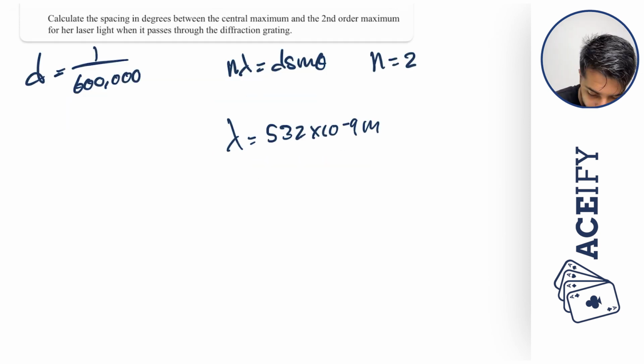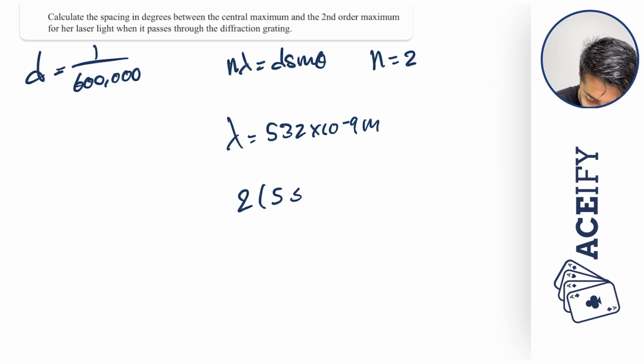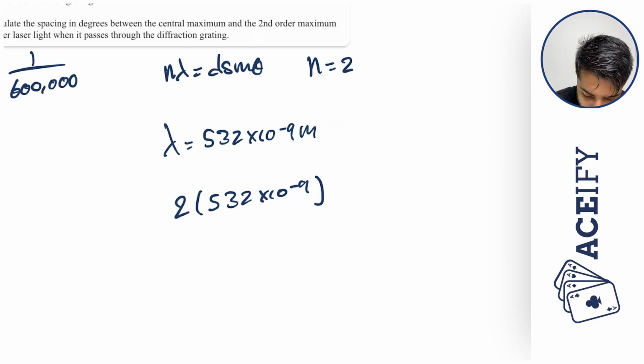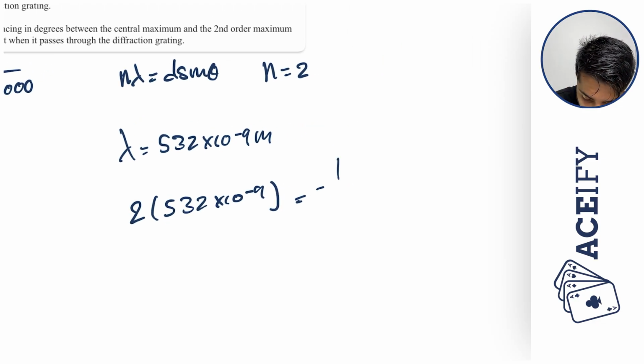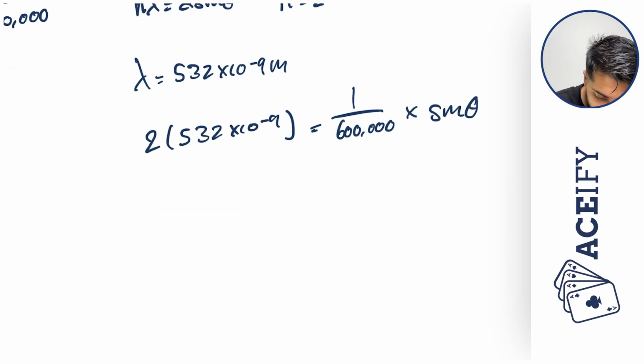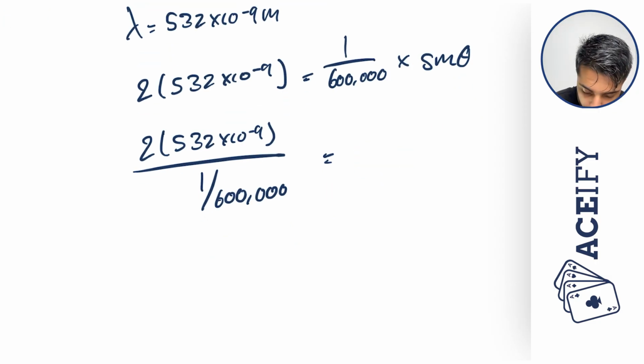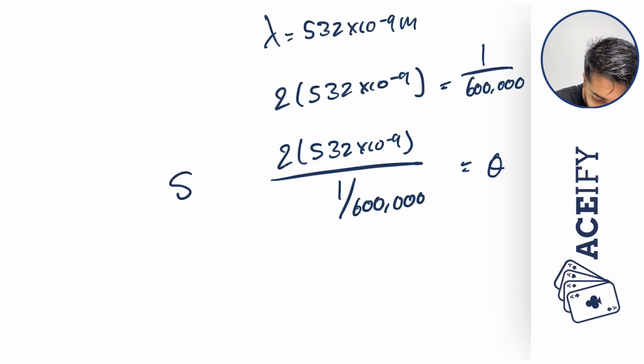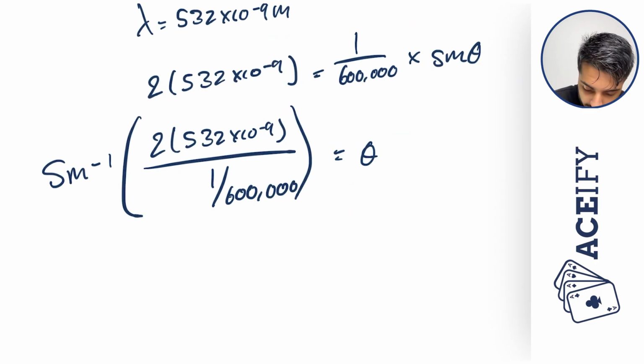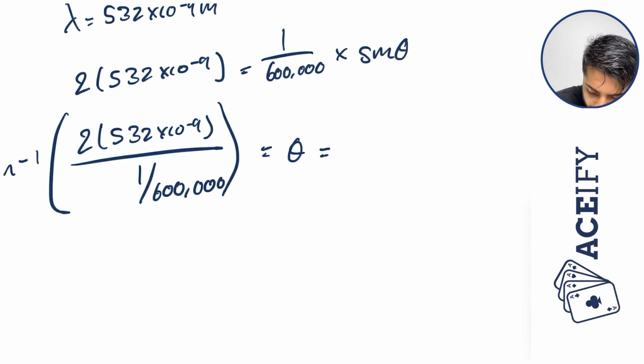And now plugging in our numbers, we get 2 times 532 times 10 to the negative 9 is equal to d, which is 1 over 600,000, times sine theta. And therefore, 2 times 532 times 10 to the negative 9, all over 1 over 600,000, is equal to sine theta. And therefore, our theta is the inverse sine of all of this. And this gives us an angle of 39.7 degrees. There we go.